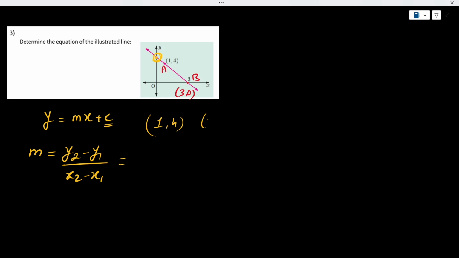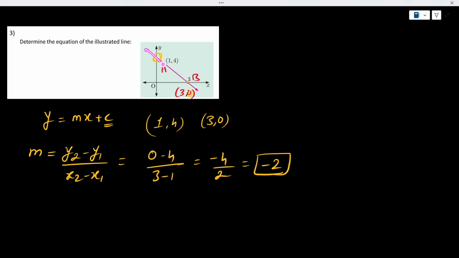1 comma 4 and 3 comma 0. Because on the x-axis all the y coordinates are 0. So if I substitute the values, it's 0 minus 4 by 3 minus 1, which is minus 4 by 2, and this is minus 2, right? And you can see that this line is going to give you a negative gradient only. After that, if I substitute, y will be minus 2x plus c.